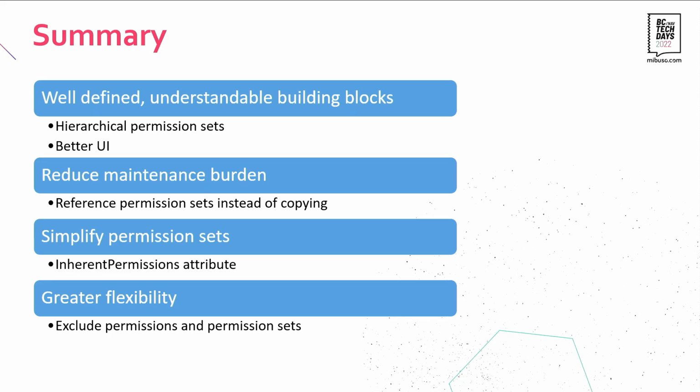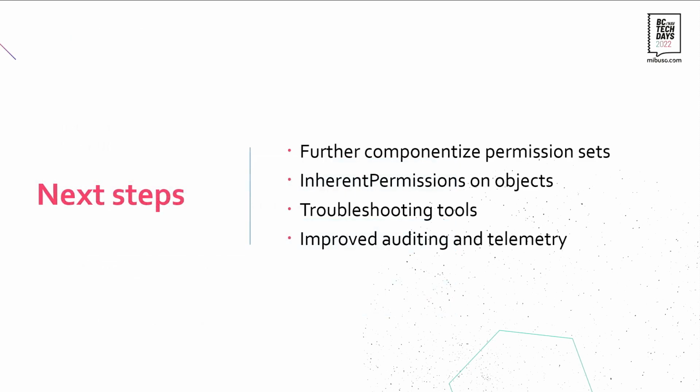To simplify permission sets, we have added the inherent permissions attribute. And then for flexibility, we have added the ability to exclude permissions and permission sets. And remember, this also gives you the opportunity to basically create an app which contains permission sets for your line of business. And even if it doesn't completely match a user's needs, then they can still surgically remove what they didn't agree with. And with that, we're almost done with what we want to do with permission sets, but there are still some things to do.